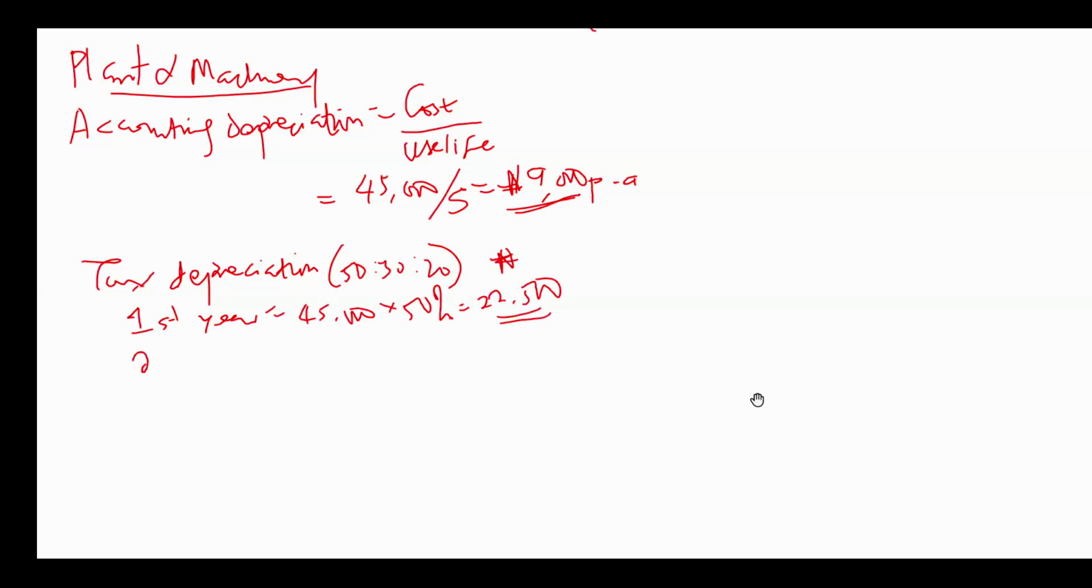Second year, it should be 45,000 multiplied by 30%. That's exactly what they are saying. They said of cost in the consecutive year. So 50 first year, 30 second year. Now 30%, 45 times 3.